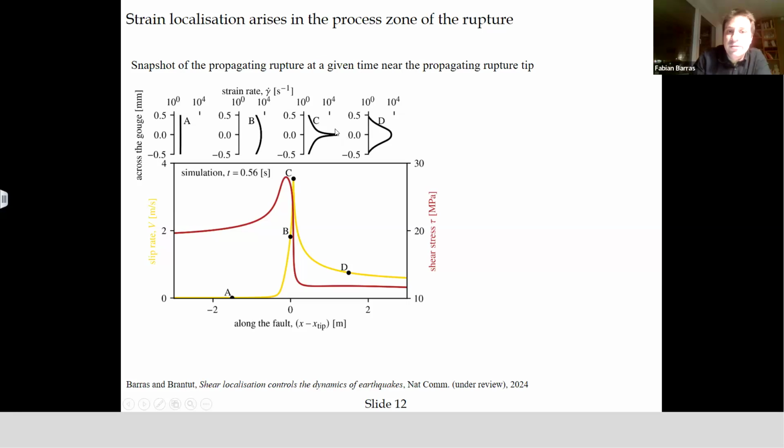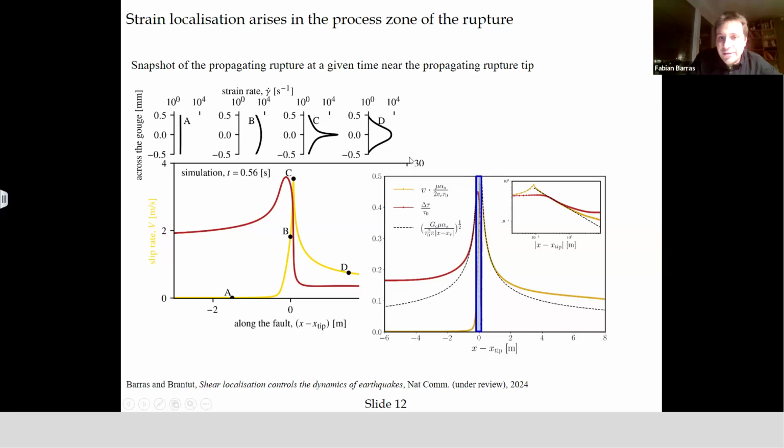Here the strain rate at the center of the gouge is several orders of magnitude larger than at the edge of the gouge. So the peak slip rate really coincides with the most intense localization of strain. What is interesting is that we have a sequence of localization, but then delocalization. If I look in the wake of the crack, at point D, the strain rate profile has delocalized a bit, and the strain is progressively delocalizing. So we have this sequence of localization and delocalization at the tip of the ruptures.